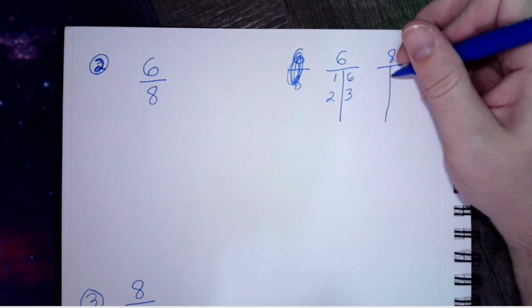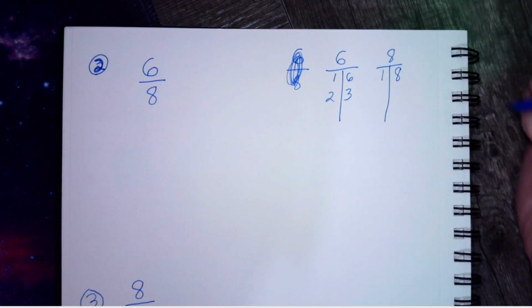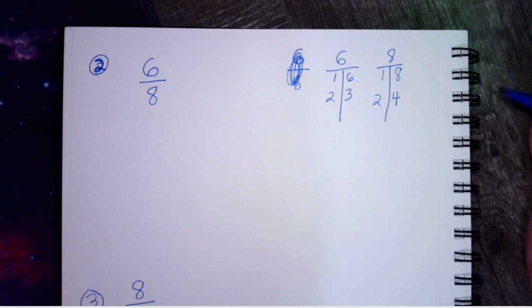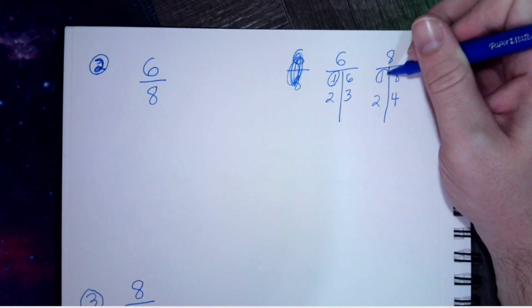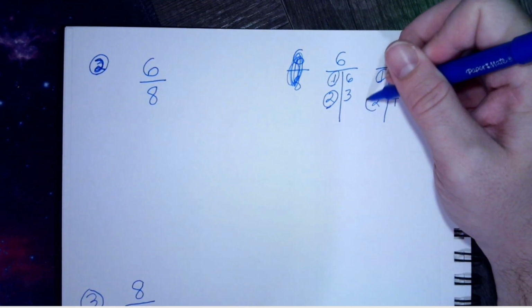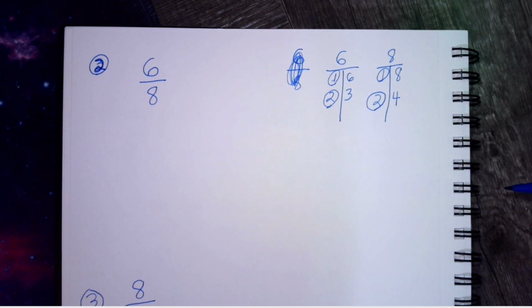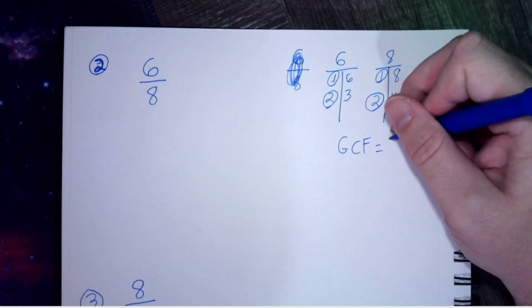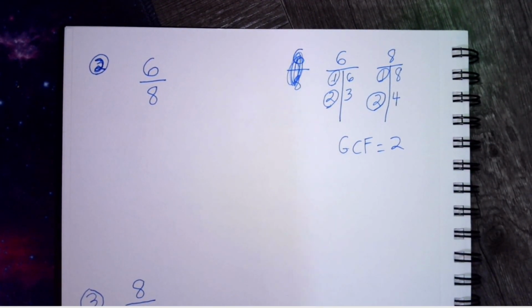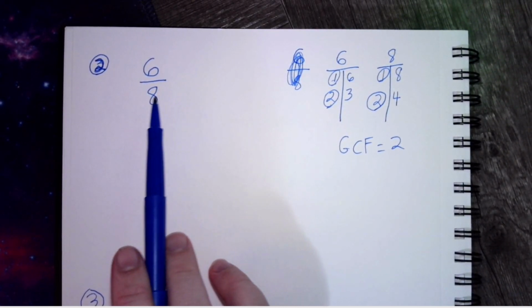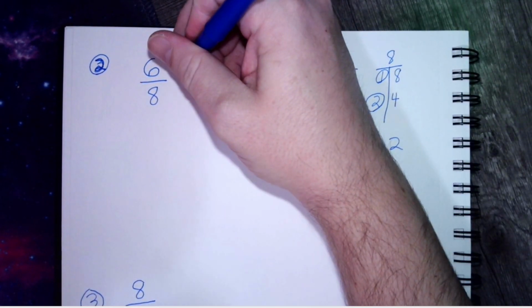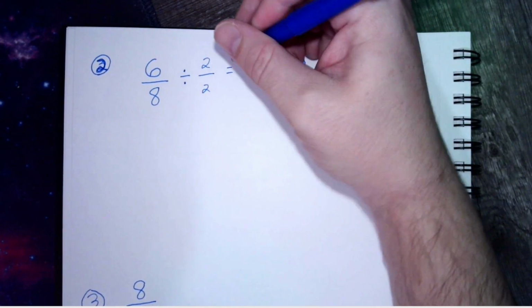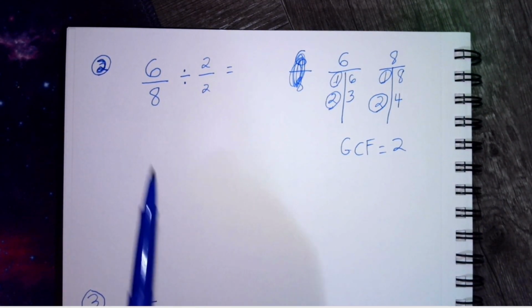Okay, for 8, we have 1 times 8. We also have 2 times 4. So we're going to circle all matches that we have. There are no other matches. So the GCF, the greatest common factor, would be 2. So that tells me I must divide my numerator and my denominator by the GCF. So again, we will use division. Our GCF was 2. So now we must just divide across.